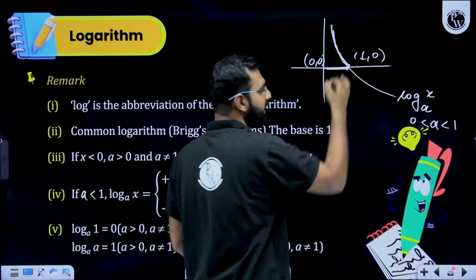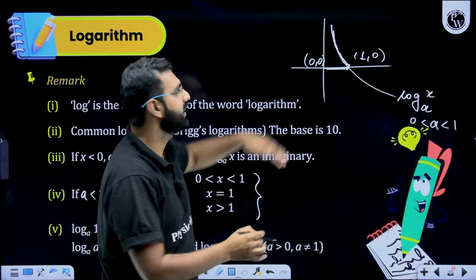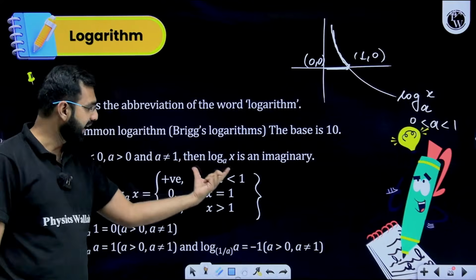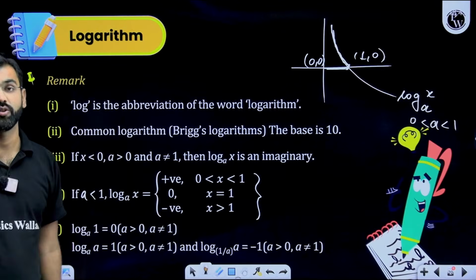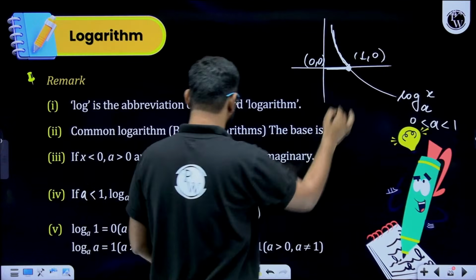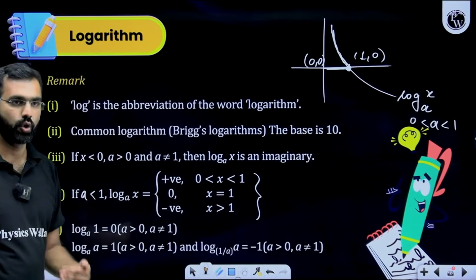So if the graph is above the x-axis, which means it is on the positive side of the y-axis. So there, when x is from 0 to 1, f of x, which means log of x, will be positive. At 1, we clearly see it to be 0. So when x is 1, log of x will be 0, log 1 will be 0.